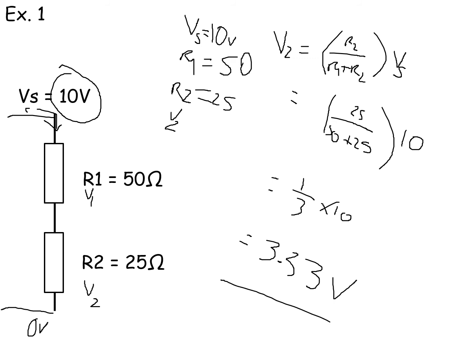Okay, now can we check if this is the right answer? Well, first of all, if we think about it, if V2 is 3.3 volts, what's V1 got to be? It's got to be 6.67 because remember, these two have to add up to the 10 volts. Is V2 smaller than V1? Yes. So we know our answer's probably correct.